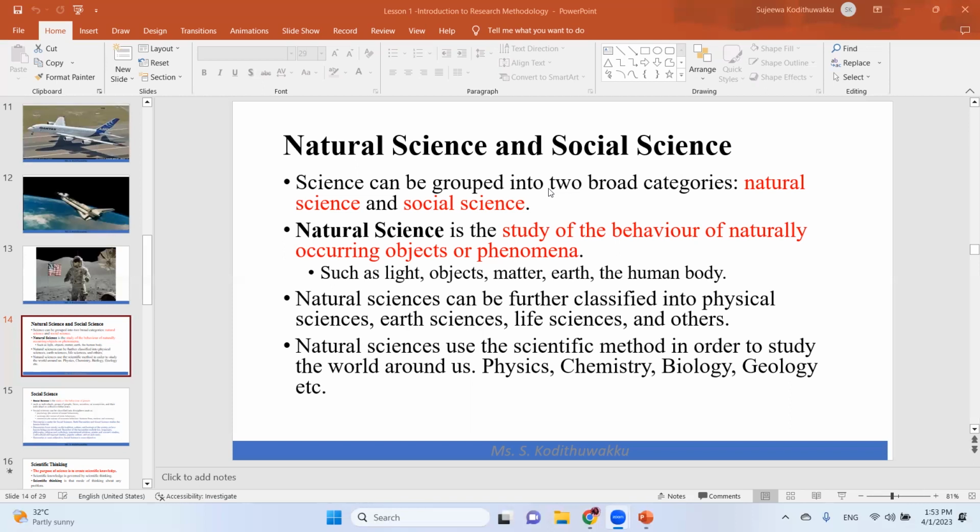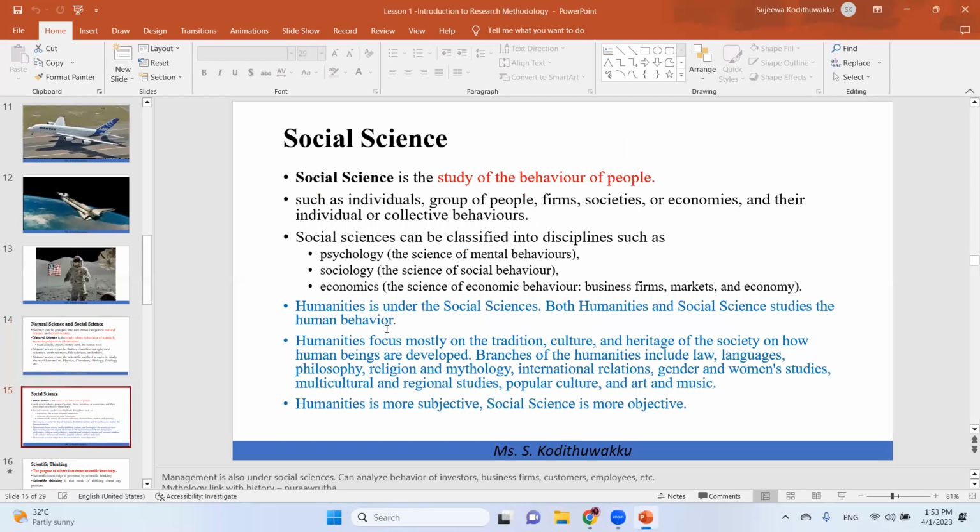But what about social science? Now, for us, actually, social science is very important. Social science is the study of the behavior of people. Management is also linked with this, because we study human resources in an organization. We study customers under marketing, customer behavior. Then under financial management, we discuss investors' behavior.